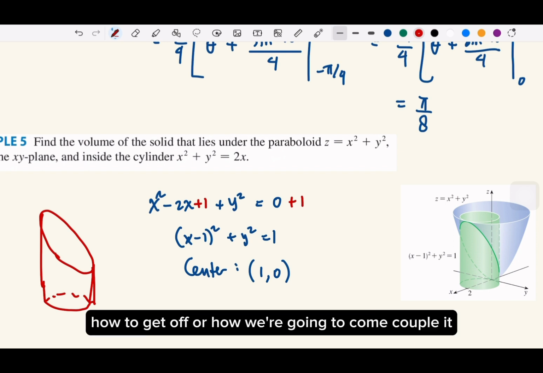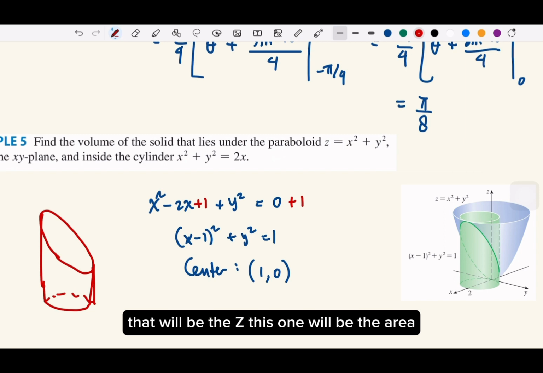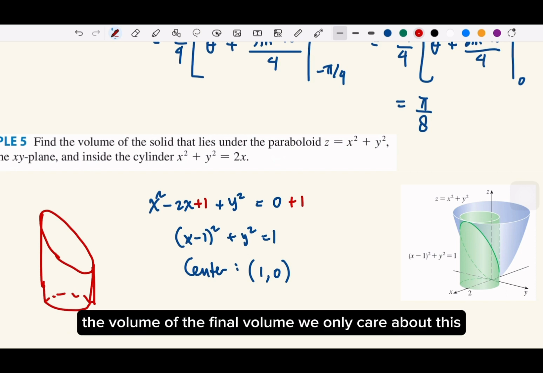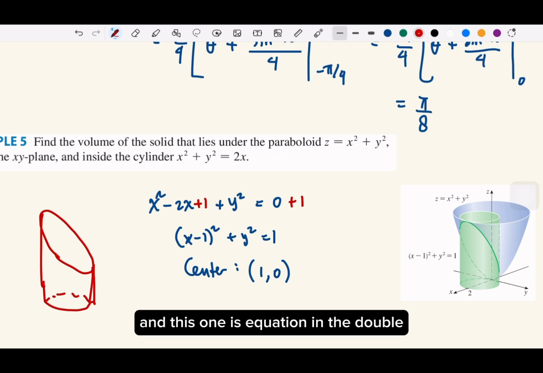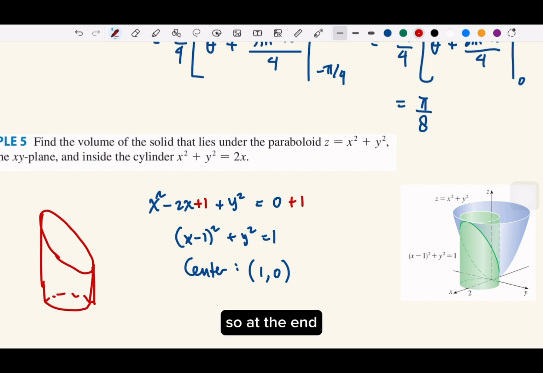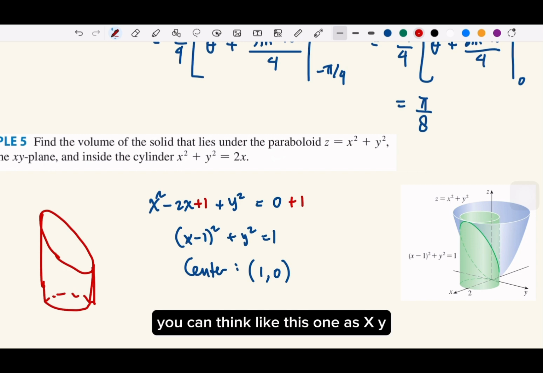And how to get this correct? How are we going to calculate? So this one will be our function on the top, right? That will be the z. And this one will be the area. According to what we have in the volume, how to find the volume, we only care about this, and this one is the equation in the double integral. At the end, we need to find the endpoint. You can think of this one as xy, but it's already in a circle, right? So we can just move to r and theta.